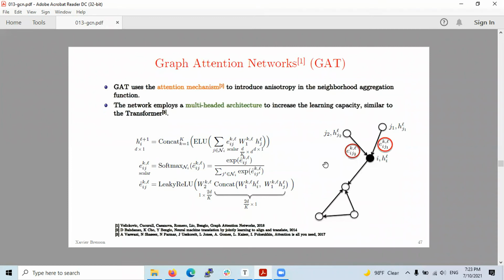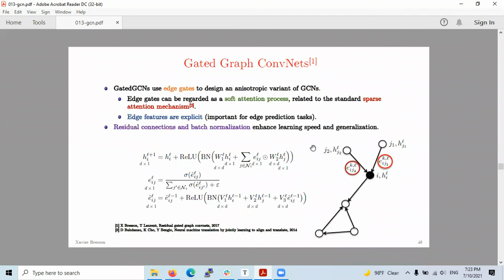Okay, so going forward, there is another way of doing this: gated graph ConvNets, wherein the edge gates can be regarded as a soft attention process. There is a paper from 2014 and 2017 which talks about this.